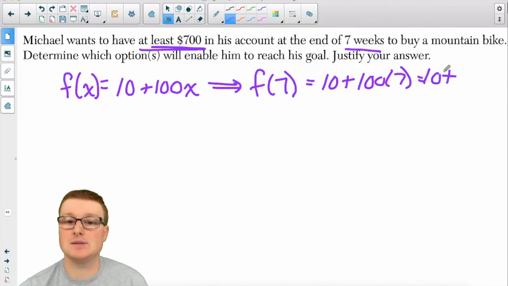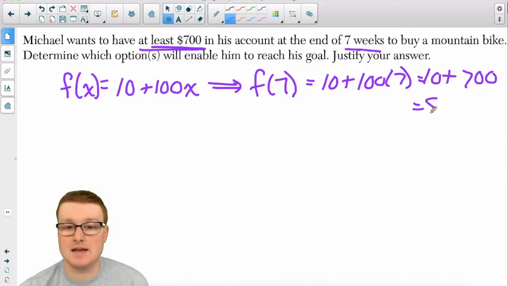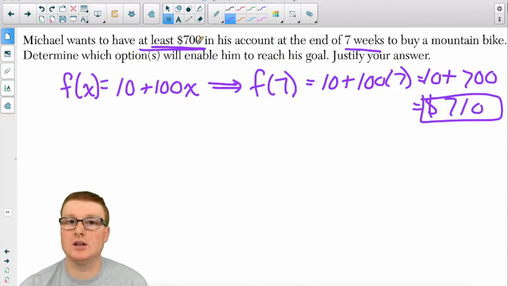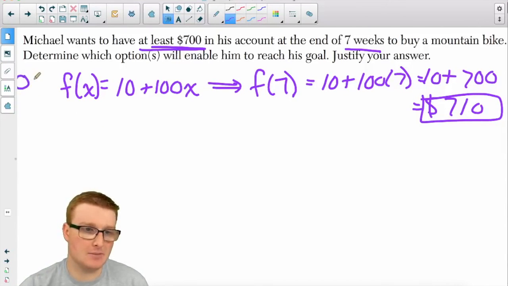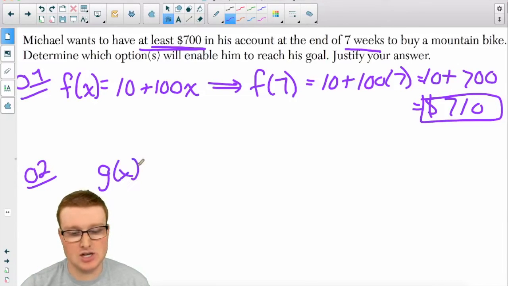That's 10 plus 7 times 100 is 700. He will get $710 from option 1. So he's okay. He has $710. He has $10 left over to buy his mountain bike. All right, so that's option 1. Option 2 is, again, g of x equals 10 times 2 raised to the x.